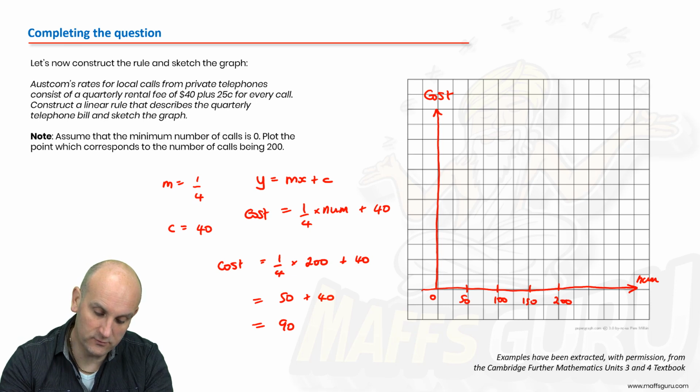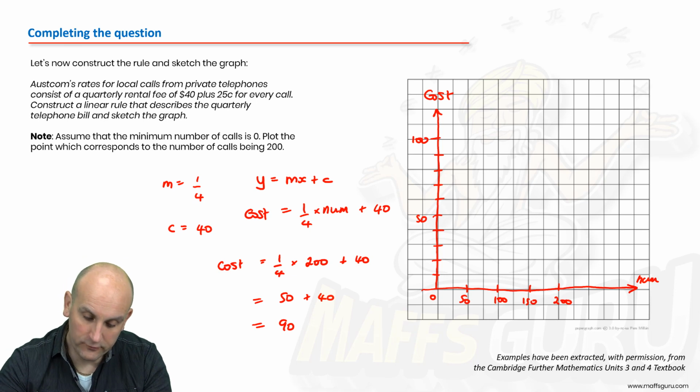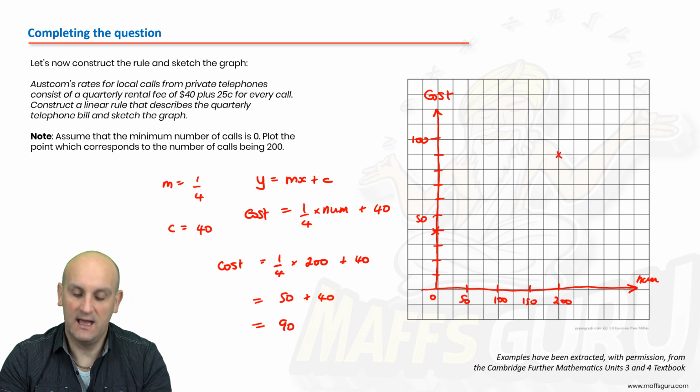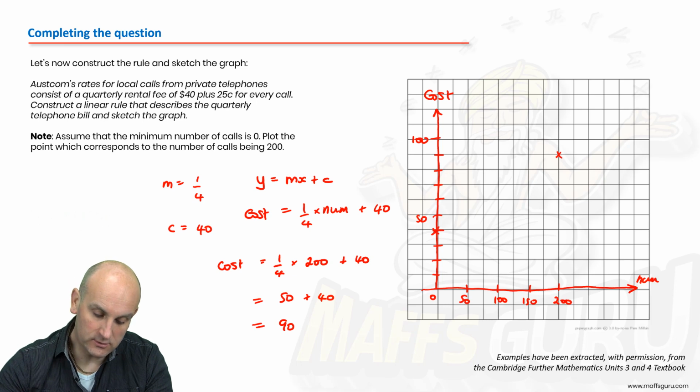10, 20, 30, 40, 50. No, I'm not going to be able to do that. So 10, 20, 30, 40, 50, 60, 70, 80, 90, and 100. Marvelous. So I now know for 200 calls, I'm going to do a cross. Let's just make sure that I put it in the right place at 90. And I also know that my y-axis intercept is there at 40.